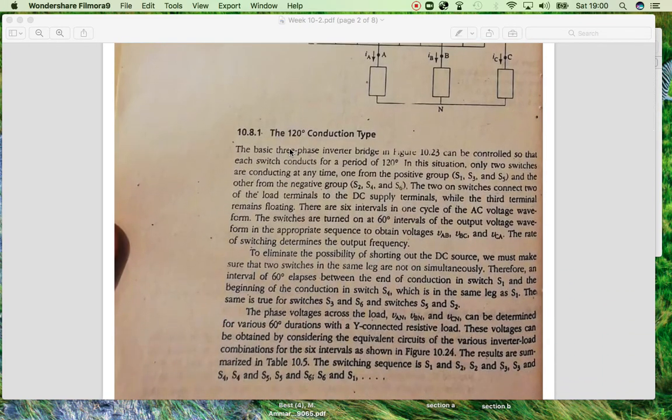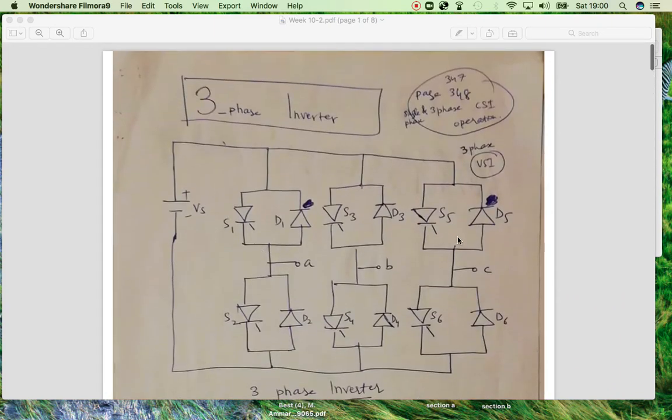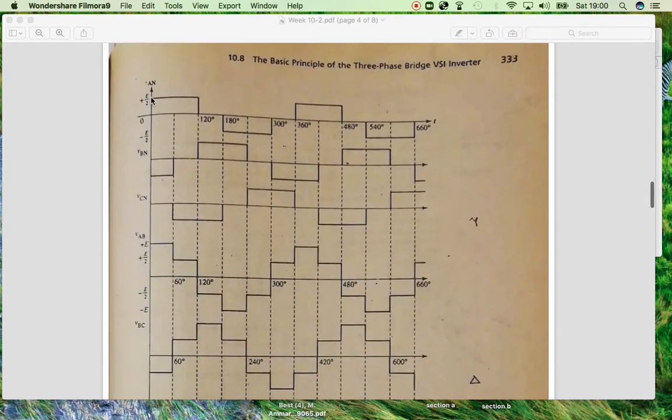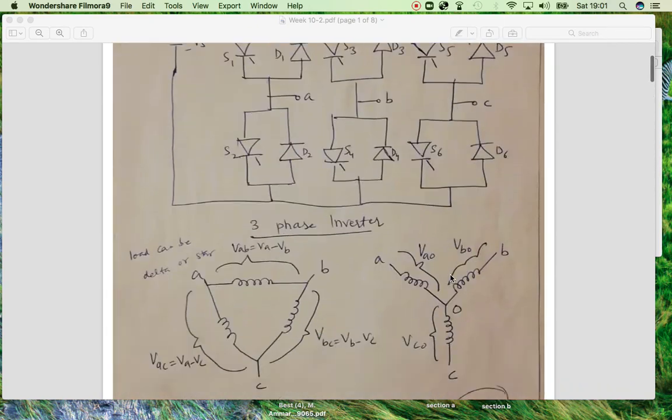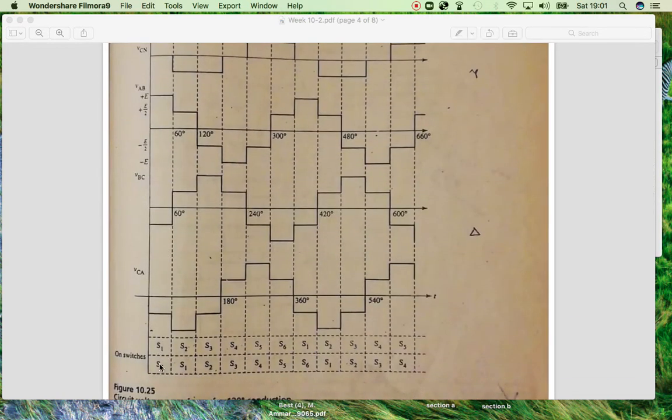In the 120-degree conduction mode we have only two switches on at a time. Out of these six switches, only two thyristors are on at a time, and the remaining thyristors will be off. One thyristor will be on for about 120-degree duration. As you can see below, these are the waveforms for the voltages of the Y, VAO, VBO and VCO, as we have understood in this diagram.